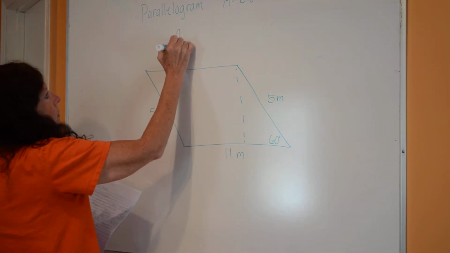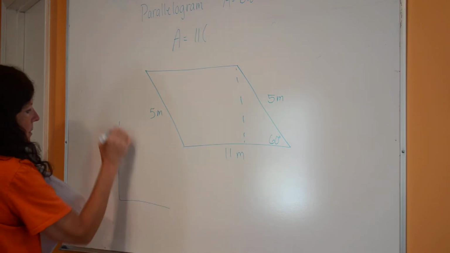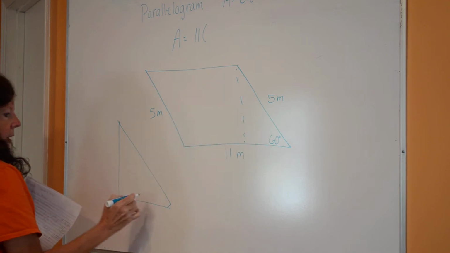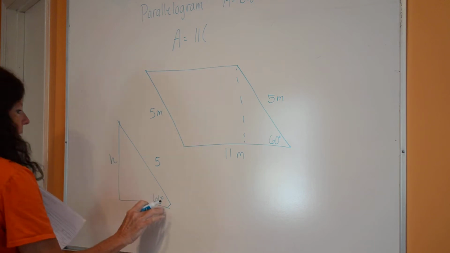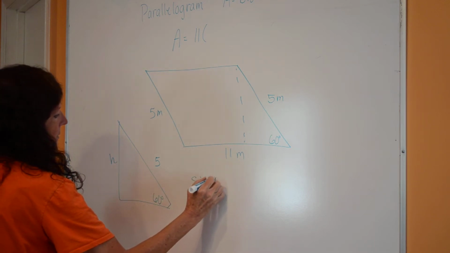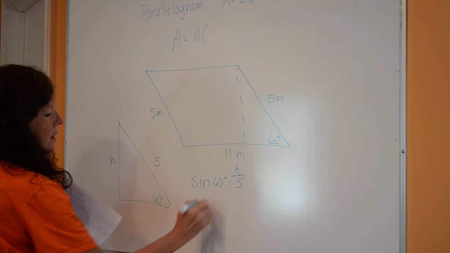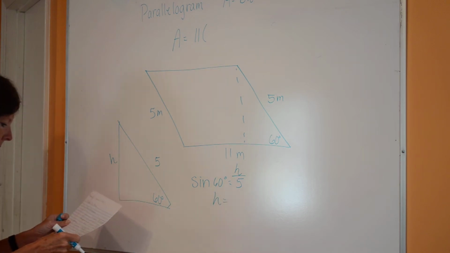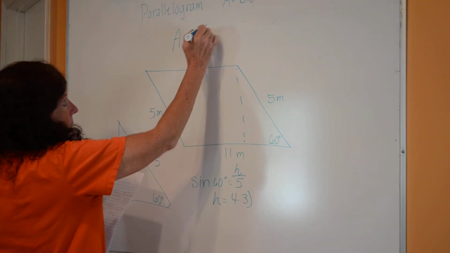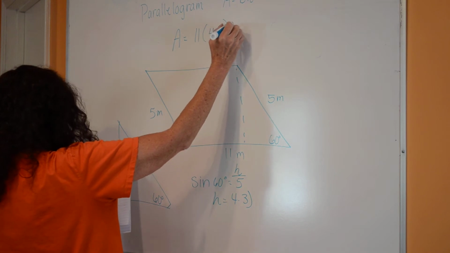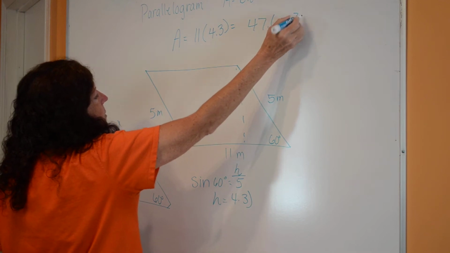All right, so I know the base is 11. What I don't know is the height, so I'm going to pull the triangle out. So this triangle is this over here. This is 60. This is 5. I need to know the height, which is this. So I have the sine of 60 is equal to opposite, which is the h, over the hypotenuse. So h is going to be 5 times the sine of 60, which is 4.3. So I'm going to multiply 11 times 4.3 and get an area of 47.6 meters squared.